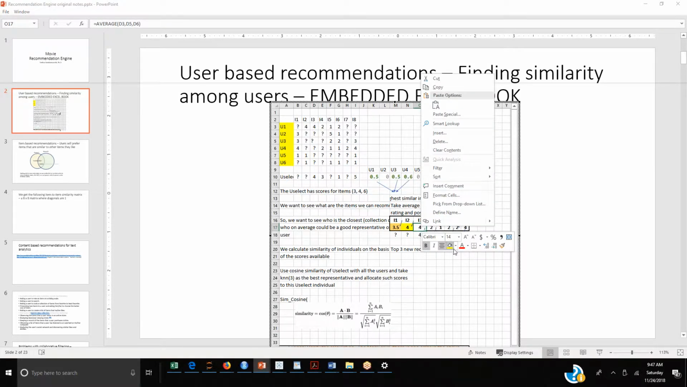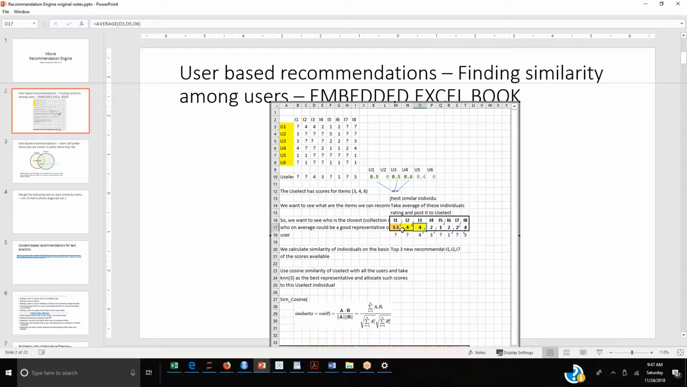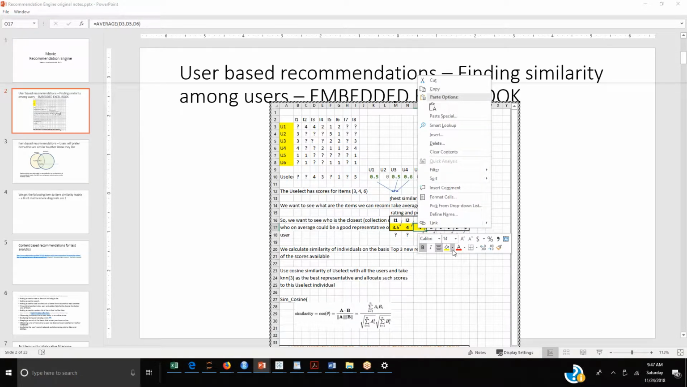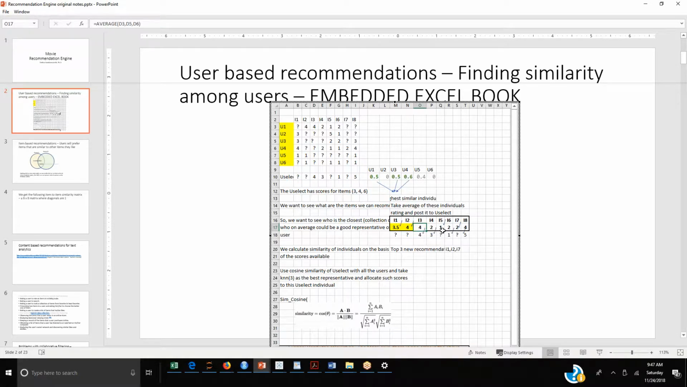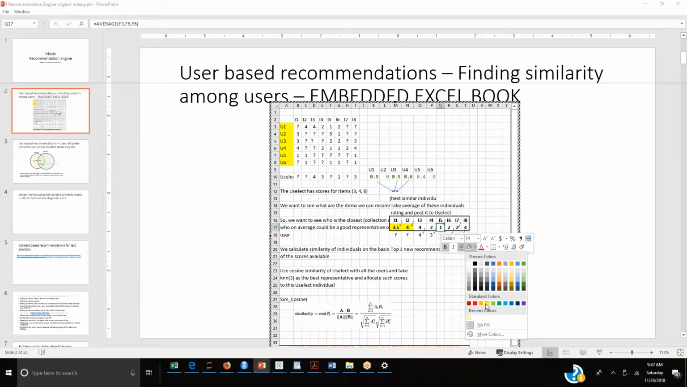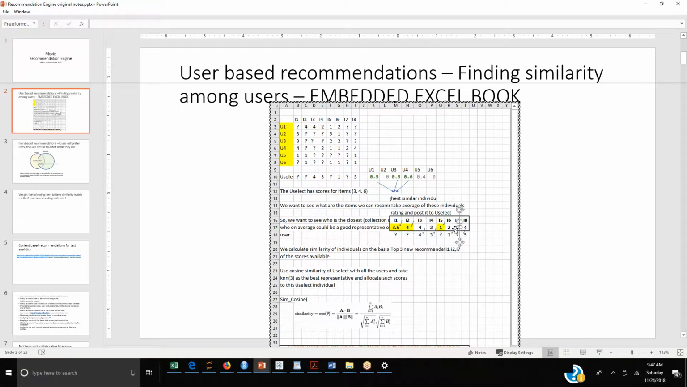Yeah. And then I just want this one yellow. 3, 1, 3. We don't need 3. What we need is only 1, 2, 5 and 7. This one should not be filled. No fill. And then 5 is this. 7. Everybody get it? Everybody understand what I'm doing here?